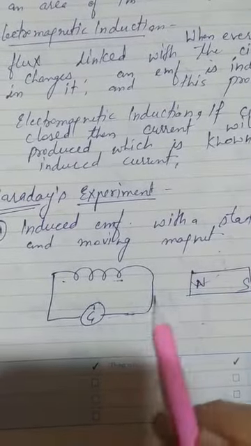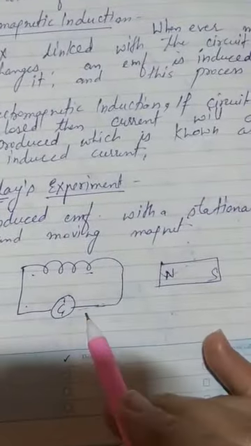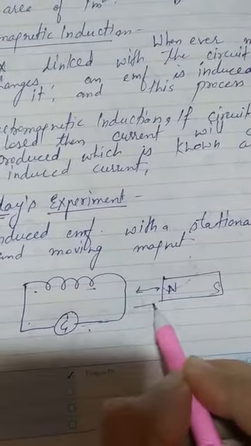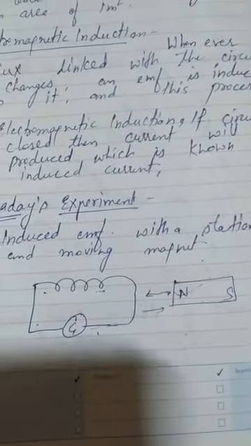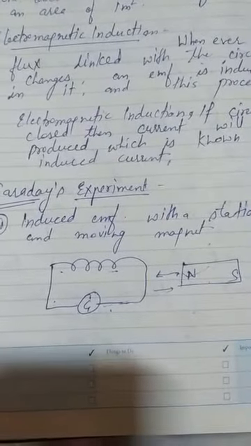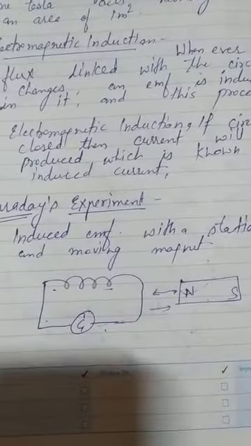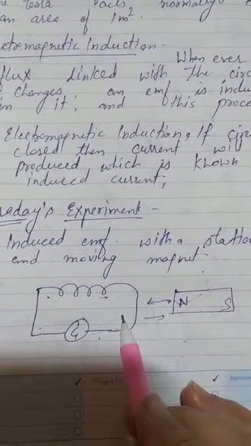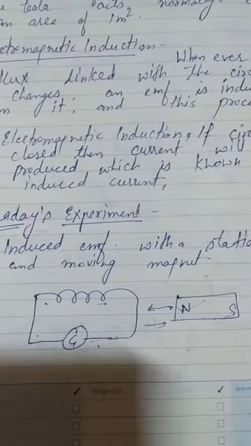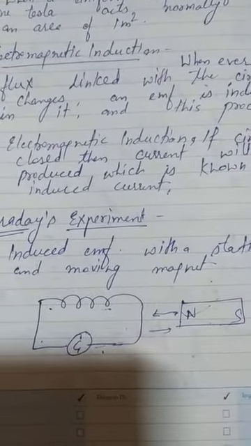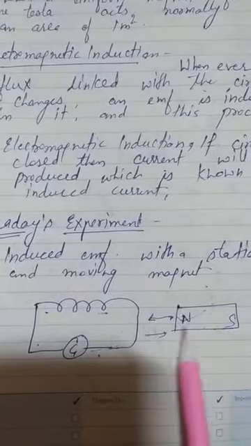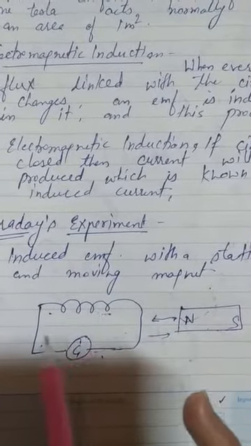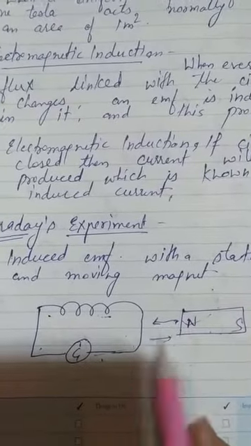If the coil is stationary at rest and the magnet is moving, coming toward it and going away from it, then the magnetic field will change, and the magnetic flux will change. How? As we bring the magnet near, the magnetic flux will increase. As we take it away, the magnetic flux will decrease. Due to this increasing and decreasing of magnetic flux, current and EMF will be induced inside the coil.